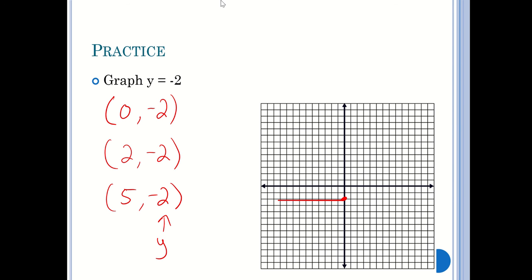All right, I'm going to plot these points. I'll be right back. All right, so I've plotted my ordered pairs, and as we connect the dots, you'll see we have a horizontal line there. So that is the line y equals -2. So y equals something is always going to be a horizontal line.